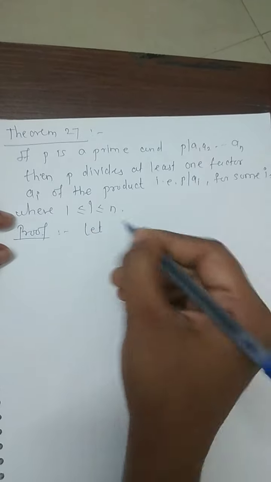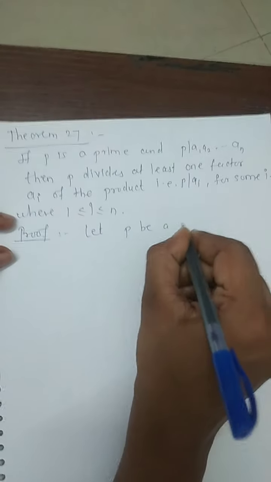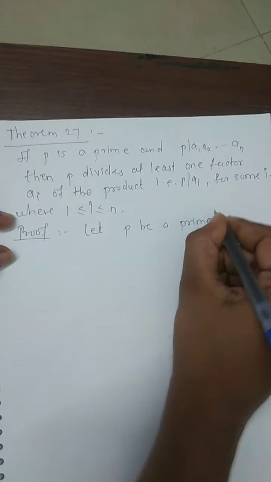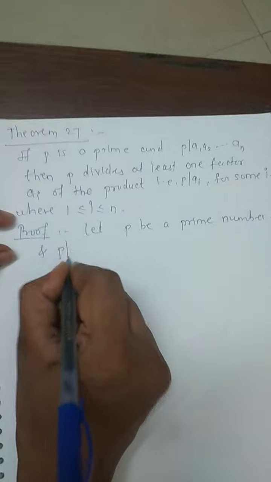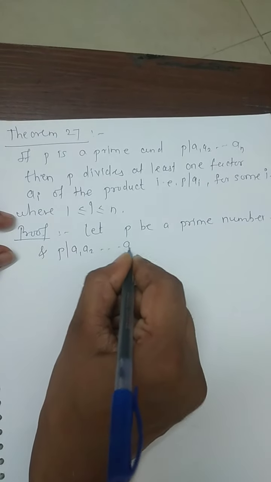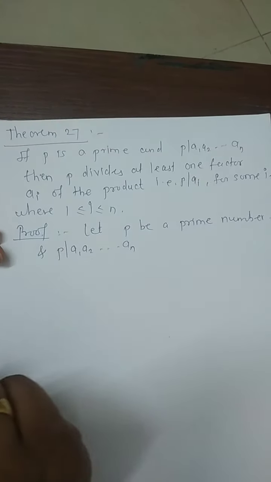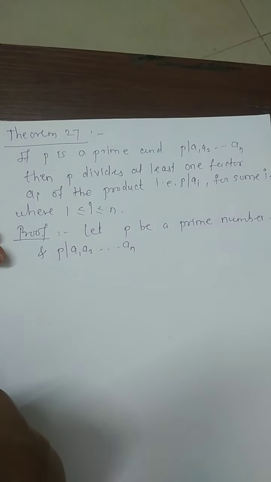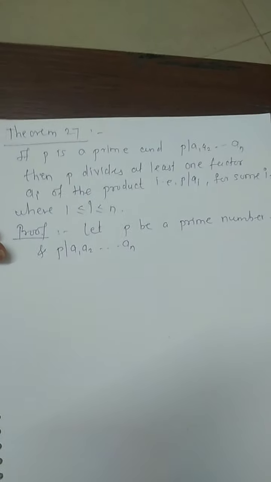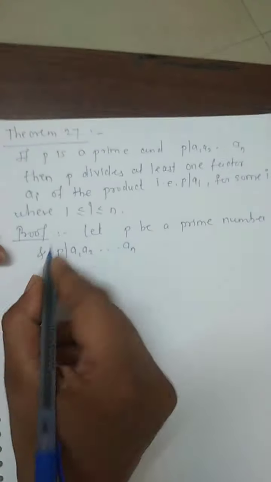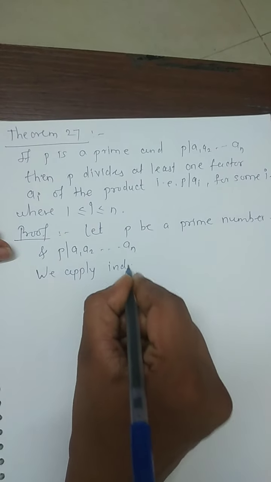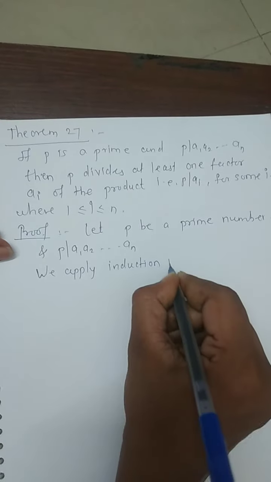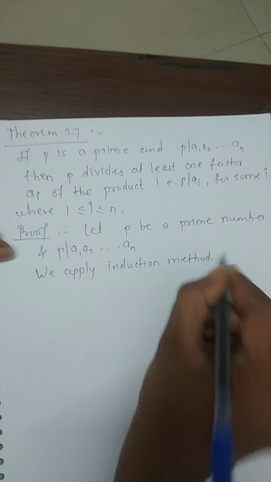We already know, let P be a prime number, and P divides A1, A2 up to An. And I have already told you, in mathematics most of the theorems are proved by mathematical induction or by contradiction. So here we apply the induction method. I have already told you what the induction method is.